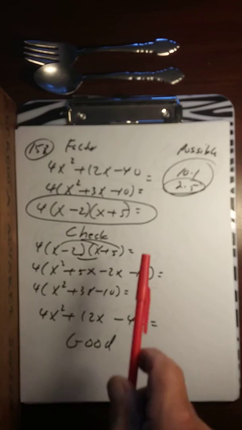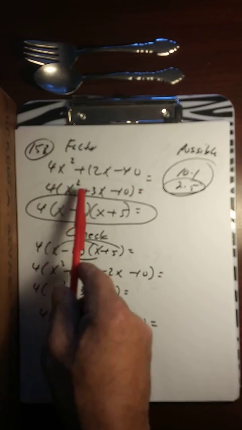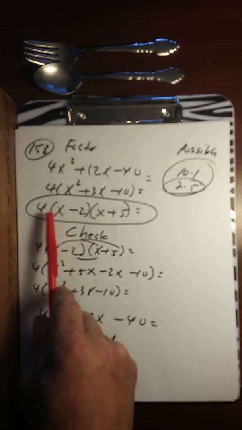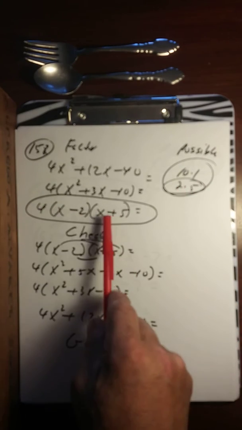This one. Factor out the GCF first. See the 4, 4, 4 in there? Take 4 out from all of them. So 4 times that is this. 4 times 3 is 12. 4 times that, yes. Now we're going to factor this, and this is going to be 10, 1, 2, 5. We say 2, 5. So 4 times x minus 2, x plus 5.